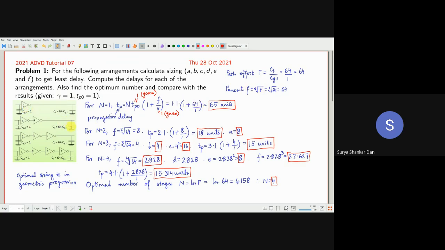Here, what is this? This is 64, right? So this has to be 8. This is 1, this will be 8. A is equal to 8. The next one will be 8 squared, that is 64. Okay.